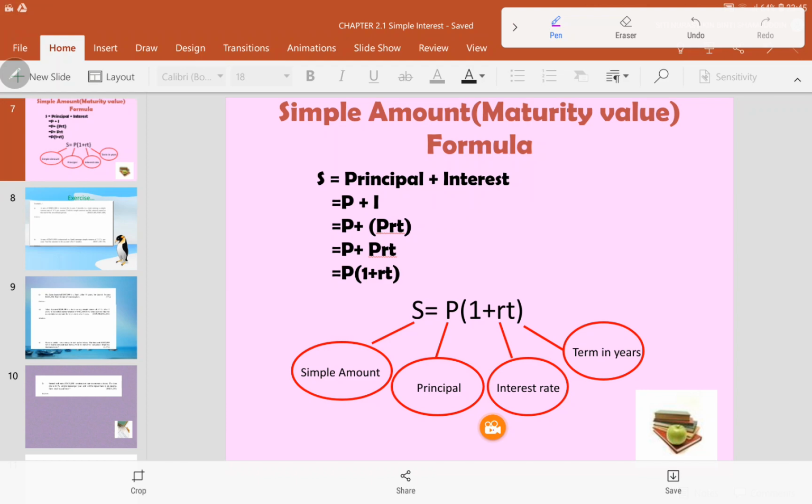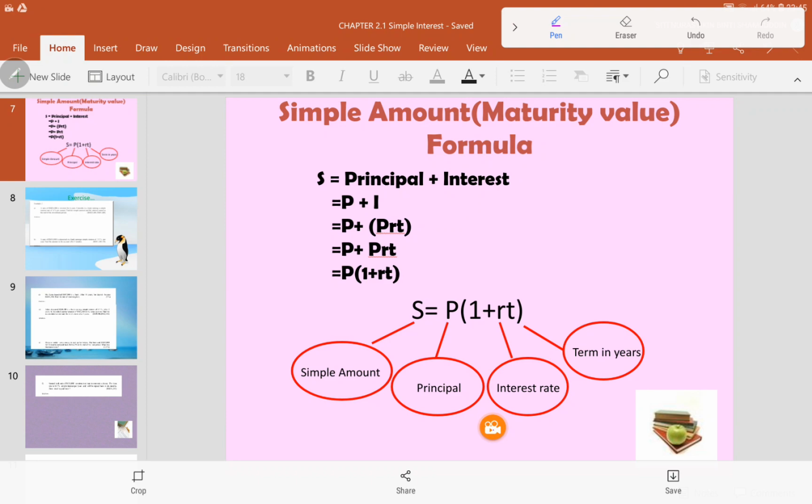Alright, in this video, I will show you about the simple amount or maturity value formula. Simple amount or maturity value is the amount that we are looking for when we invest a certain amount of money or when we borrow an amount of money from a bank. After a certain period of time, we want to know how much we have in the account or how much we need to pay back the loan.